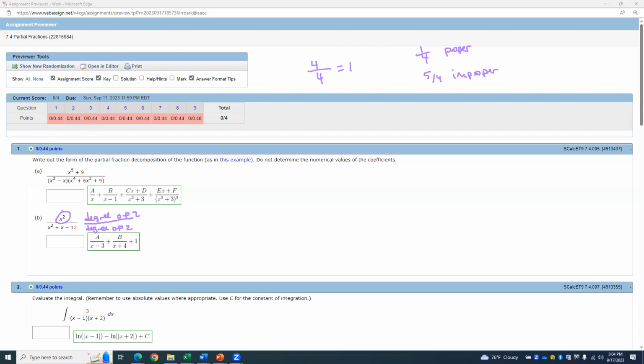So I can see why this one could have caused a little bit of confusion, because the degree is the same. Okay, but if the degree is the same, we do still want to use polynomial division first, and then we want to go into partial fractions. Okay, so again, this is because the degrees are the same.